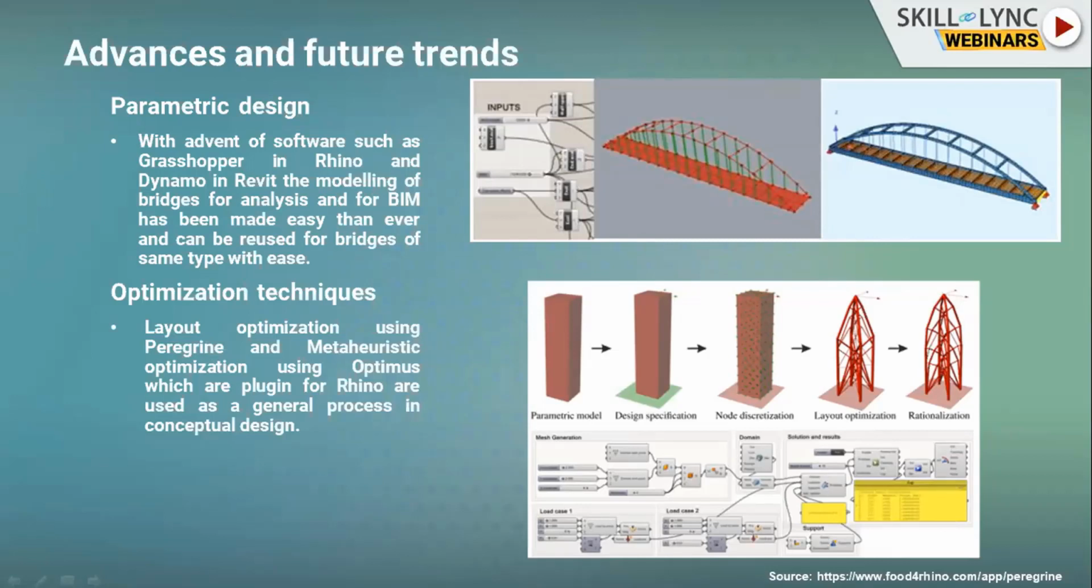The one which I have presented is for Grasshopper and Rhino. Similarly, it can be done with Revit and Dynamo as well. That is the parametric input part of Revit that is done by Autodesk.